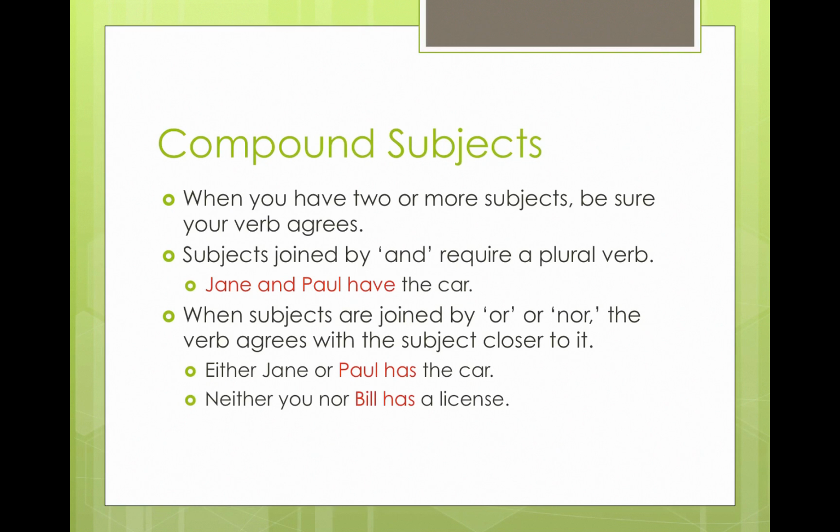Neither you nor Bill has a license. Now, in this case, Bill is our nearest subject to the verb, so that's what controls the verb. So Bill has a license. It has to agree with that. Now, if I had told the reverse of that, if I said neither Bill nor you, the verb would agree with you. Remember in our example earlier when we conjugated, it's you have, not you has. So if I switched it around and said neither Bill nor you have a license, then have would be used in that case if the word you were closer to the verb.